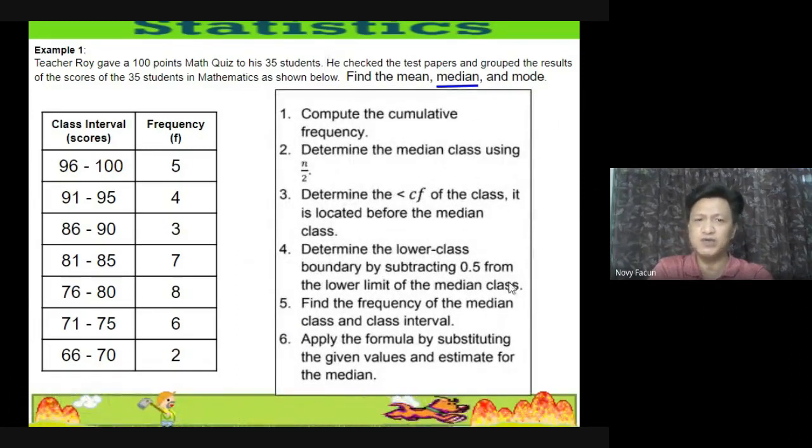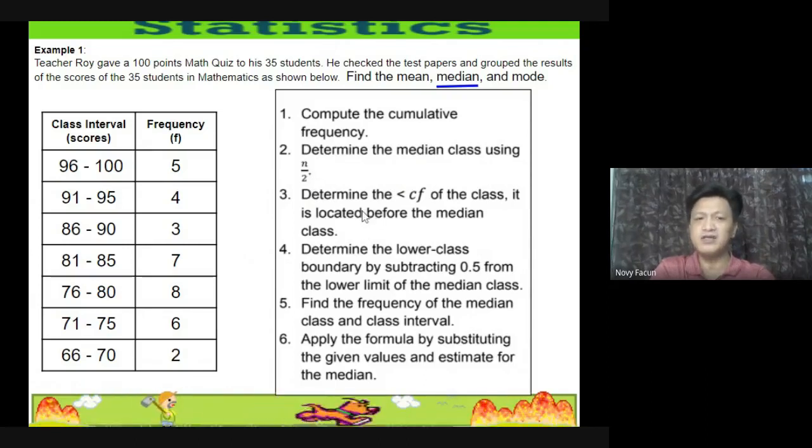We have the steps na kailangan matandaan natin. Compute the cumulative frequency first. And then step 2, determine the median class using the n over 2 kasi yun yung function niya, yung gamit niya. Doon mo ma-determine kung saan class interval makikita yung median class mo, yung n over 2.